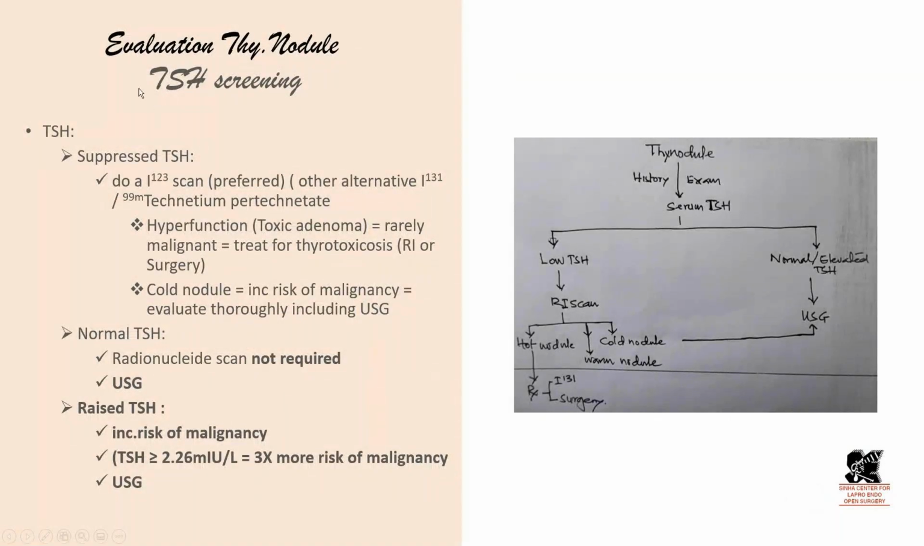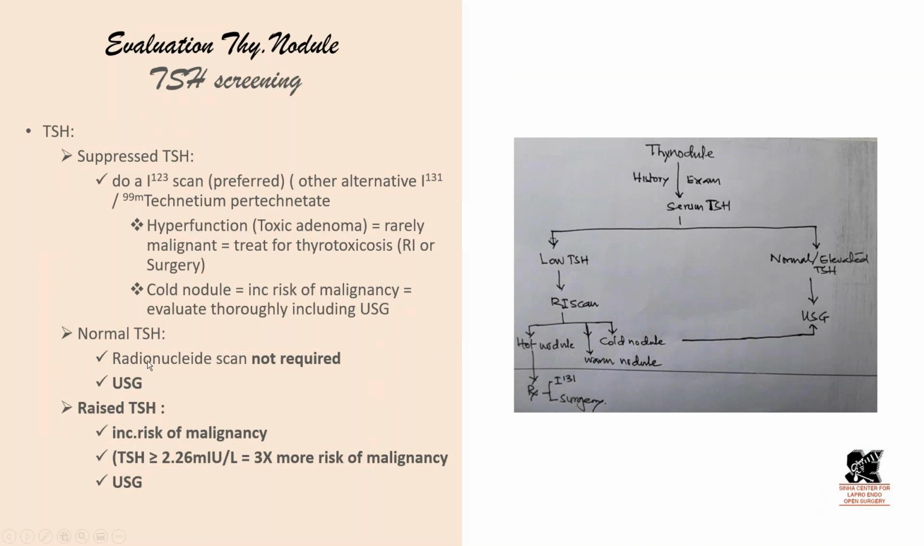Now coming to the most important part, how should you proceed? The TSH, and you do a serum TSH. You can either find a low TSH or you can find a normal or elevated TSH. If you have a normal or elevated TSH, the next investigation is USG. A low TSH basically means that you've got an increased amount of thyroxine circulating in your body, so it's depressing the TSH. So if you got a low TSH, it's a suppressed TSH. If that is so, we just now said you should do an iodine 123 scan. I'm not going to go into this again. We just discussed that in the first slide.